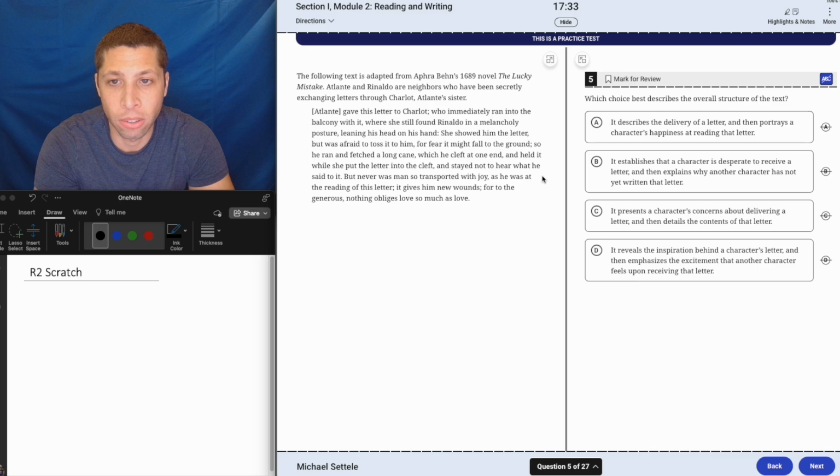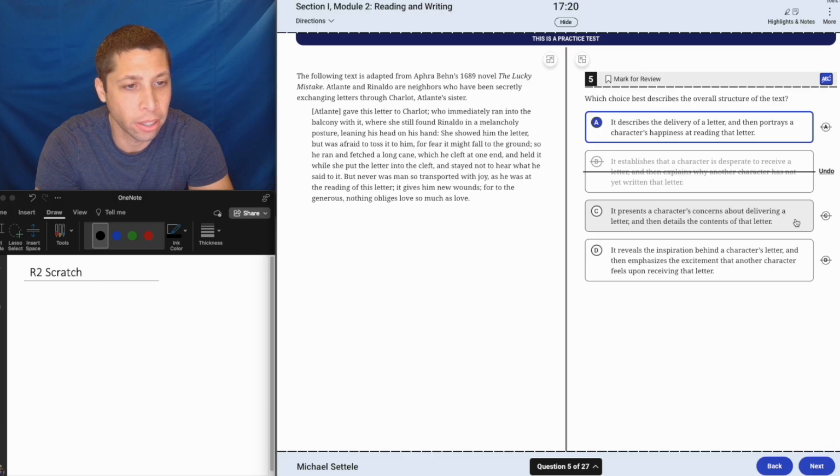Okay, overall structure is she comes up with a letter and he reads the letter. Describes the delivery of a letter and the characters' reactions. Yeah. Establishes that a character is desperate to receive a letter, and then explains why another character has not yet written. No, there is a letter. It presents a character's concerns about delivering a letter and then details the contents. No, what are the contents? It doesn't say. It reveals the inspiration behind a character's letter. No, it doesn't. And then emphasizes the excitement that another character feels upon receiving it. What's the inspiration? Nothing. The delivery of a letter portrays the character's happiness.